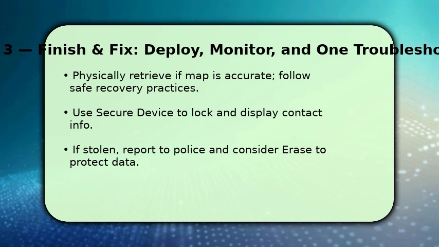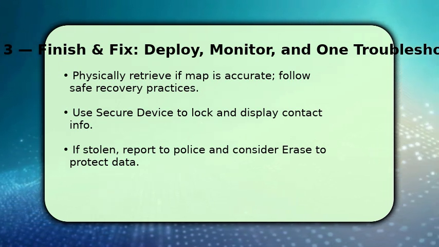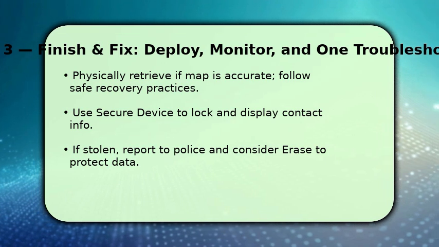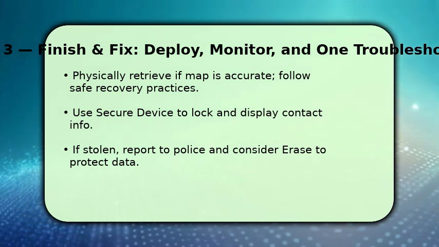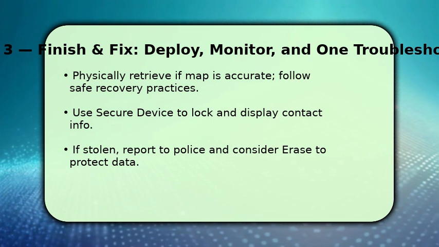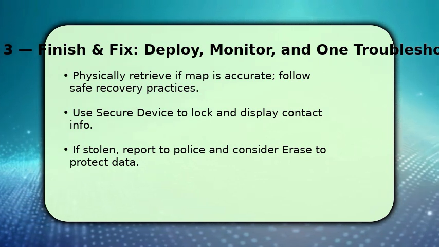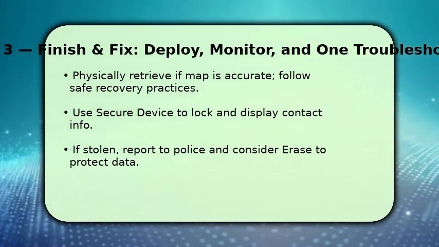If you suspect theft, file a police report and use Erase only when retrieval is impossible. Erasing removes tracking ability. Troubleshooting tip: if tracking shows offline, check the last seen timestamp. Wait and retry when the phone reconnects.